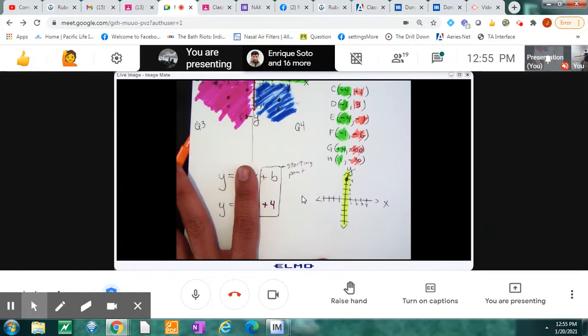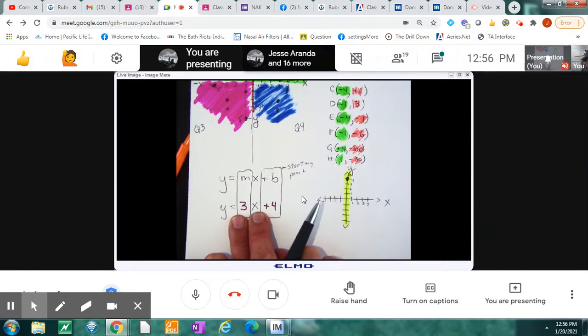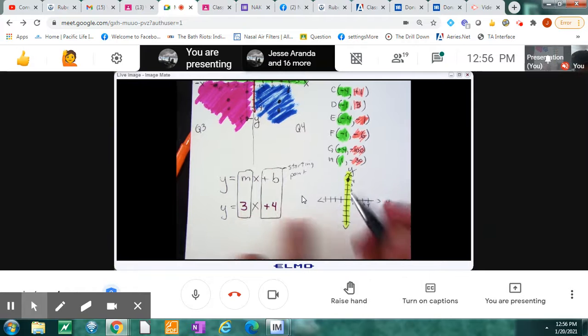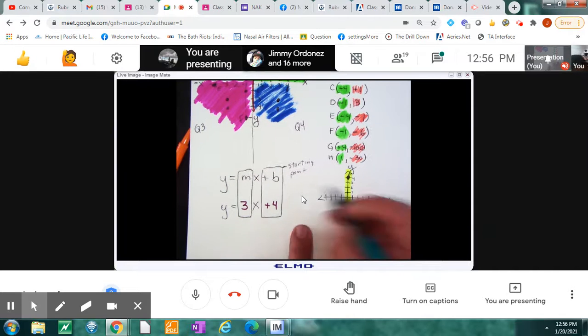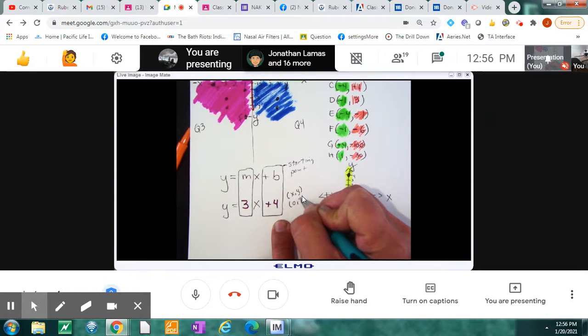Why is that, mister? Because if x is 0, 3 times 0 is 0. So 0 plus 4, so that here is 0 comma 4. So put x, y and 0 comma 4.